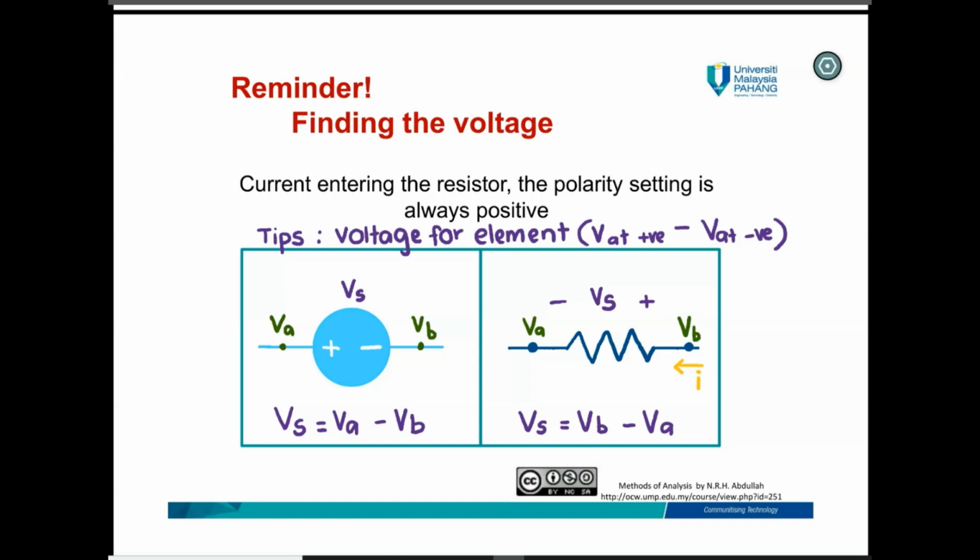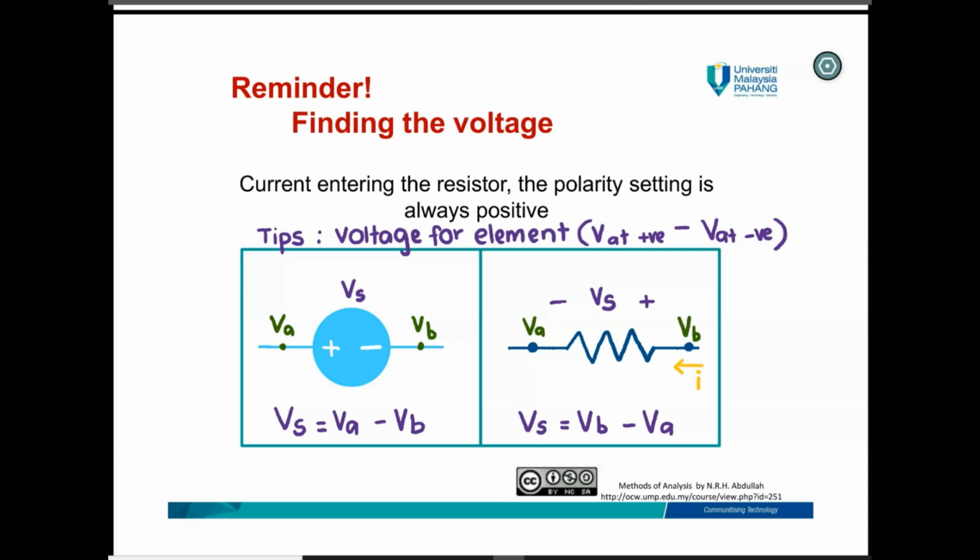In order to find the voltage, so that you can determine the current flowing through the branch or through the resistor, you have to find the voltage across the resistor. So we assume that when current enters the resistor, the voltage polarity is always positive.